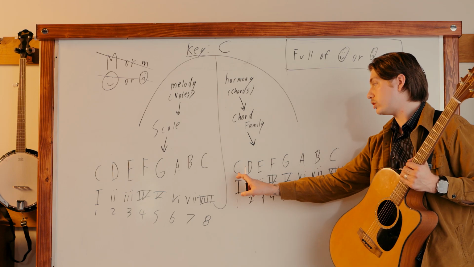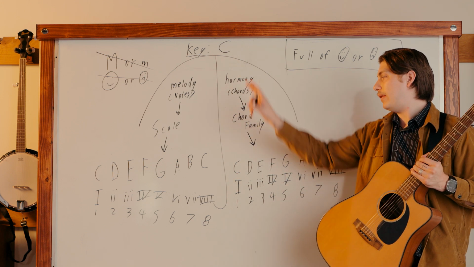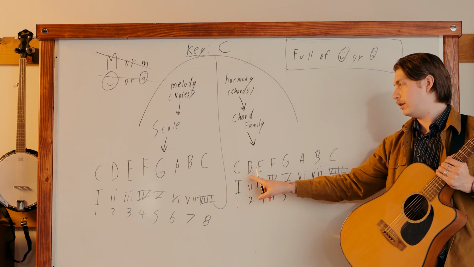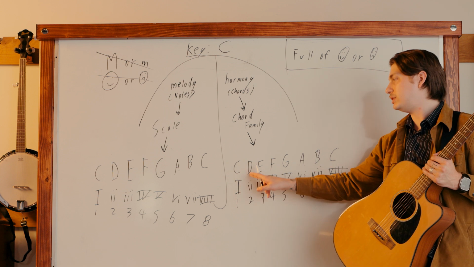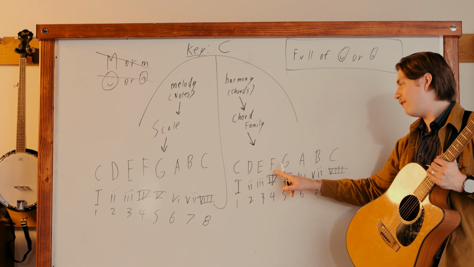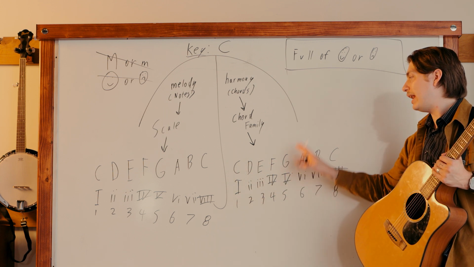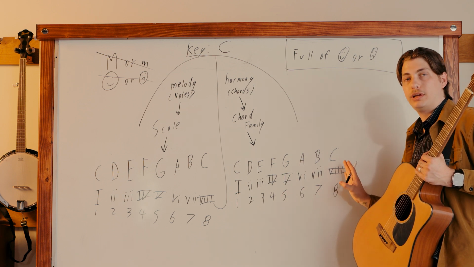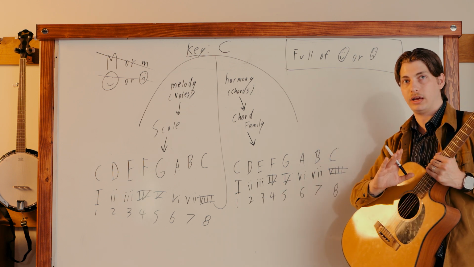Because remember, we're starting with C, and then we're doing the music alphabet. So we're going from C to D to E, F, G, and then at G we start over because there's no H note in music, okay?